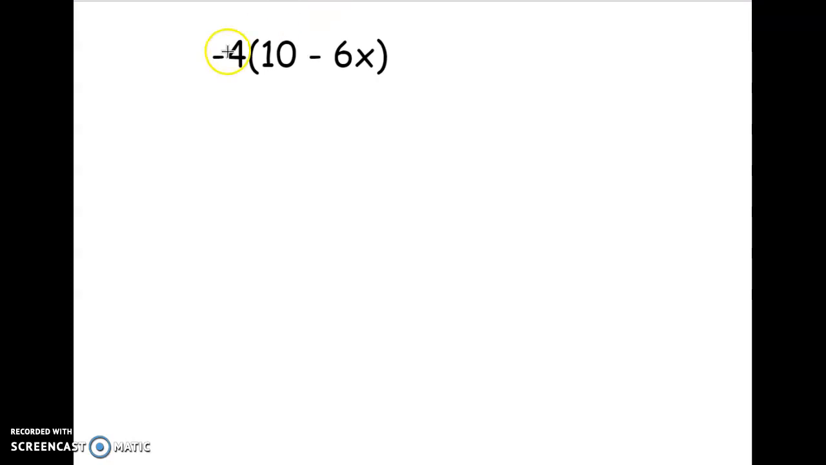First thing I want you to remember is that whatever is on the outside of the parentheses is going to have to be distributed to everything inside the parentheses. What does distribution mean? It means multiplication.